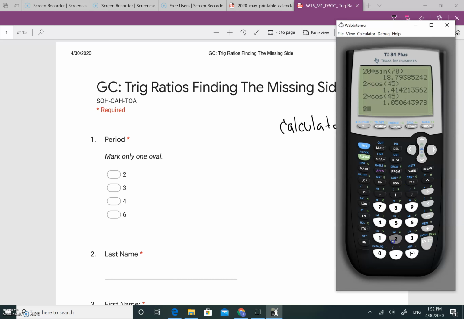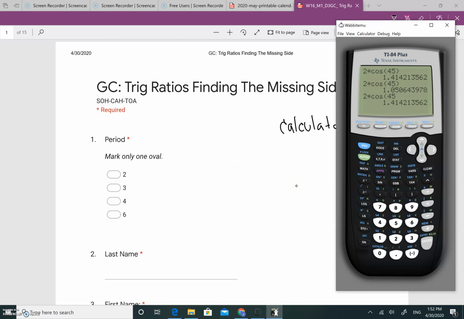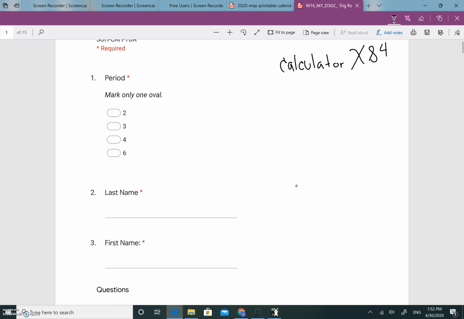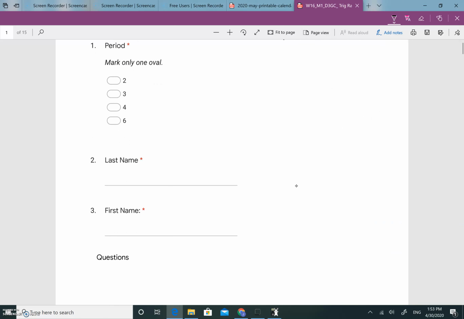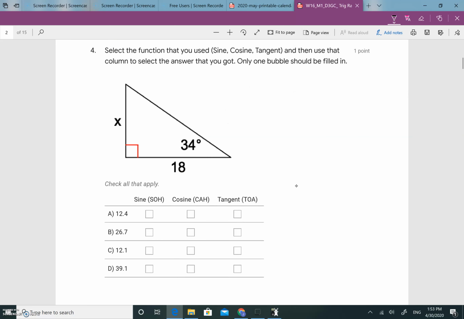So you can go ahead and test it. 2 times cosine 45, and it's equal to 1.41. So hopefully that helps. Now let's go on with the problems. The first couple of questions are just basic information. And then here, although this says problem number 4, in reality that's your first question.